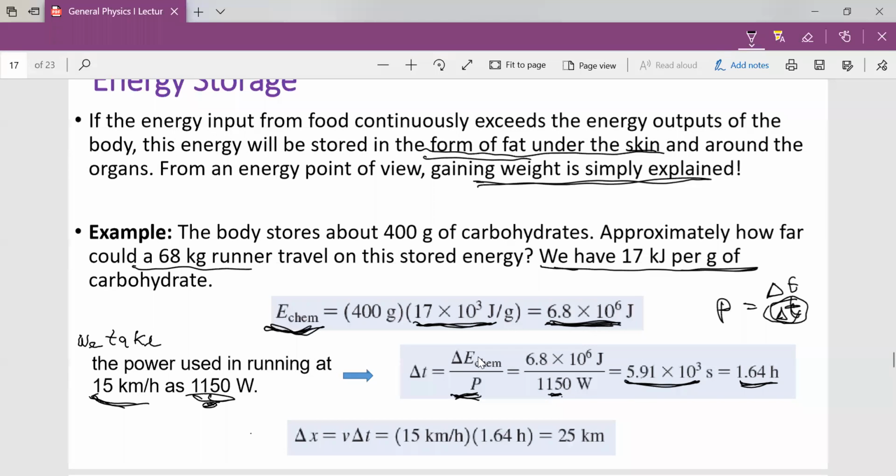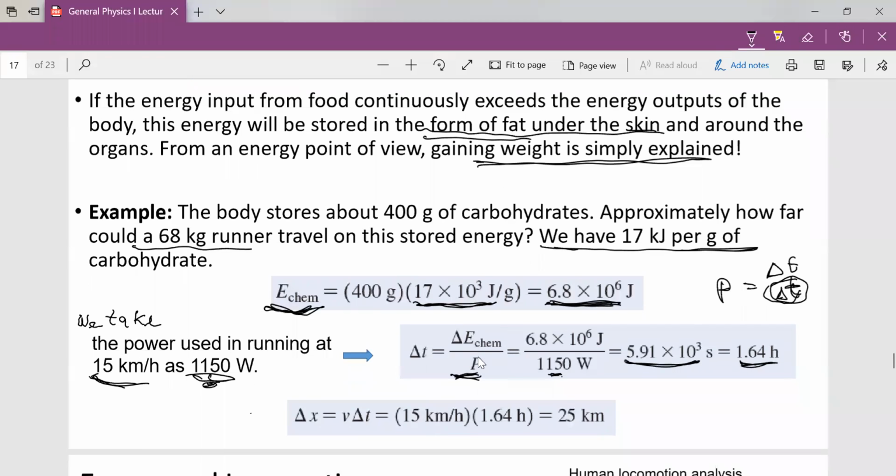When we convert it to hours, we have 1.64 hours. So from the information given and the standard adopted value for range of activity for humans, we can input this into the equation of velocity to determine the distance, because the person is running at a particular speed, 15 kilometers per hour, and we already obtained the time from the power equation. That is why we converted to hours, so that we can express our answers in the same unit.